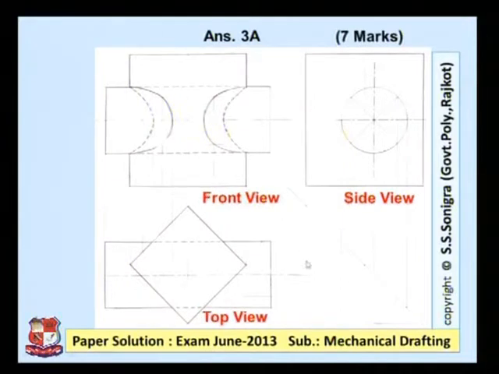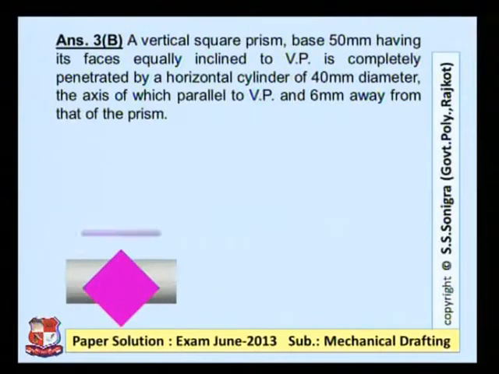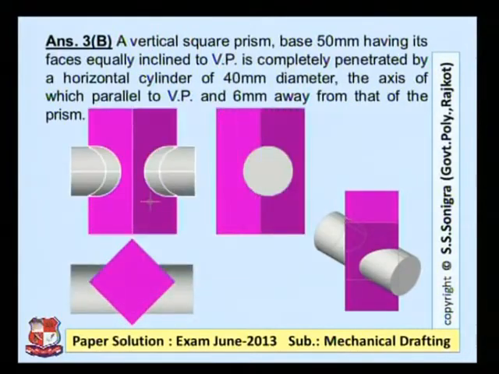This is front view, this is side view, and this is top view. You write the name of views. This curve is full line, this curve is full, this is dotted, and this is dotted. If this square prism is drawn towards us and cylinder is away from us, so in that case this dotted line would be full line and this dotted line would be full line, and both these lines would differentiate each other. Now next problem, this we have seen, this is the scene drawn problem.